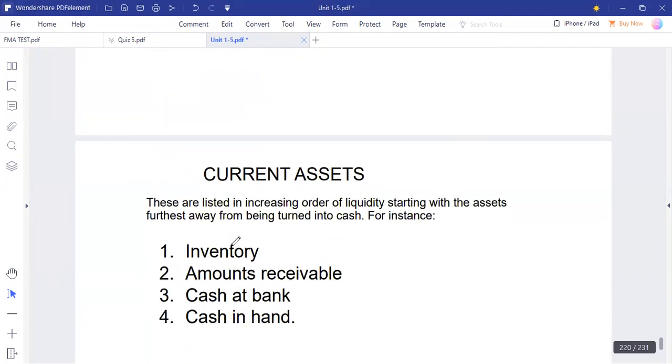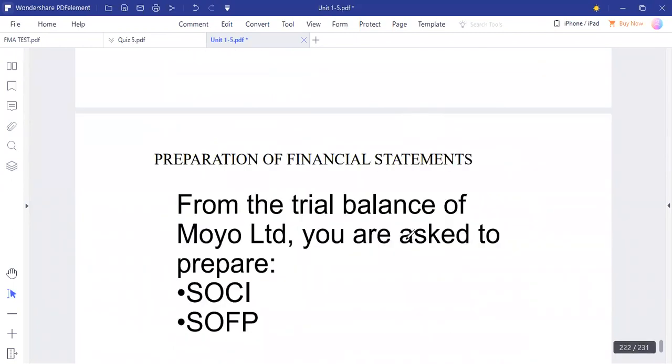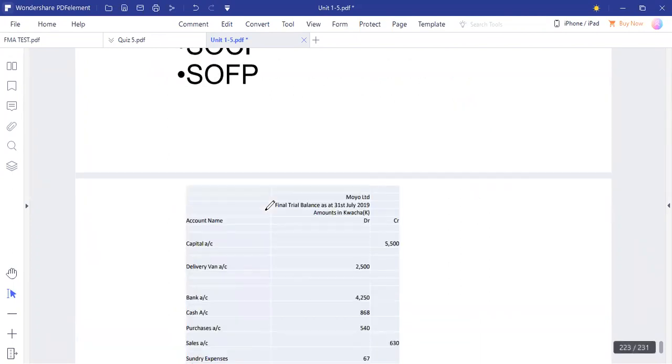And the current assets are listed in order of liquidity, and they're easily converted into cash, like inventory, amounts receivable, cash at bank, and cash at hand. And the liabilities are in two categories. We have the current and the long-term liabilities, which I've already explained. So the preparation from the trial balance, you'll be asked to prepare our comprehensive income statement and statement of the financial position, which is the balance sheet.